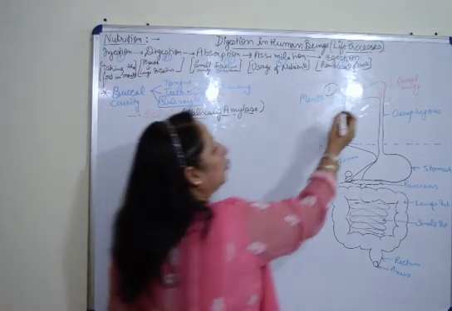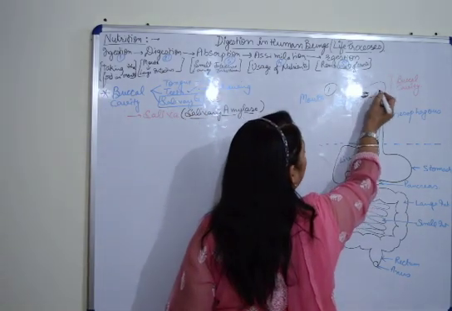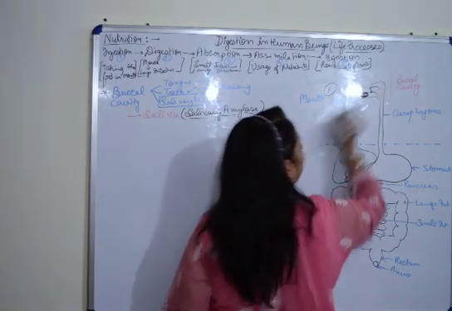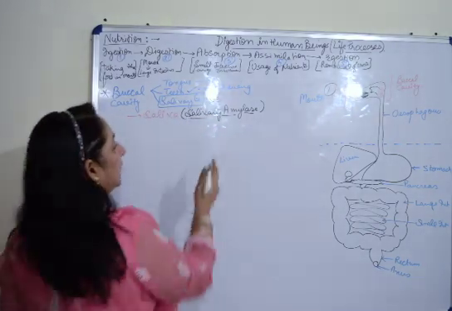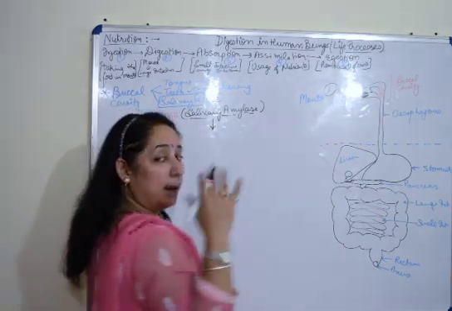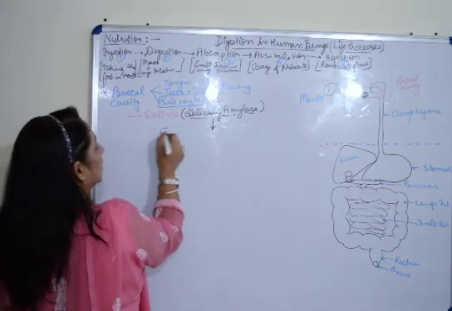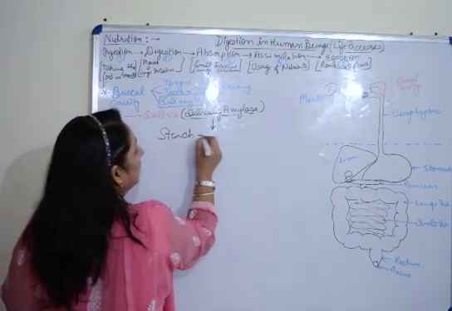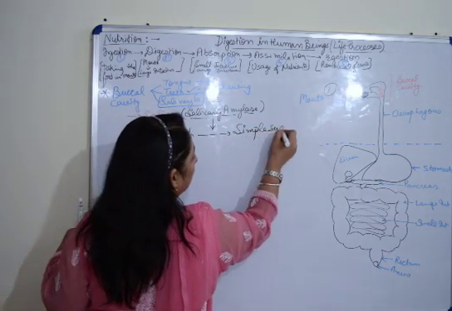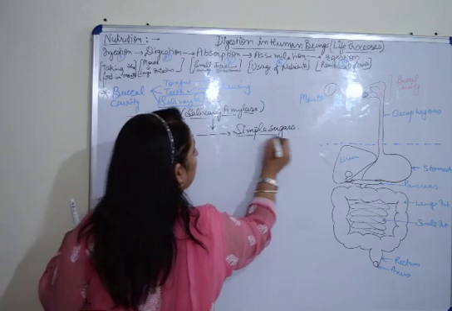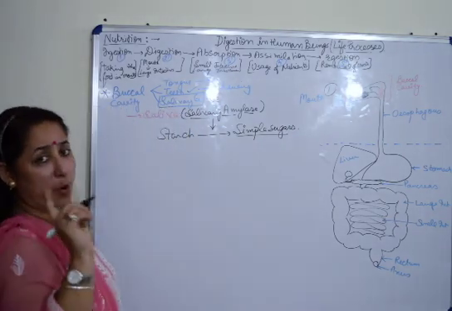Why? Because the food is chewed here inside the mouth and these salivary glands, they pour saliva over it. So the salivary amylase which is present in that saliva, it converts starch, whatever is present in the food, into simple sugars. This is the first step of digestion.